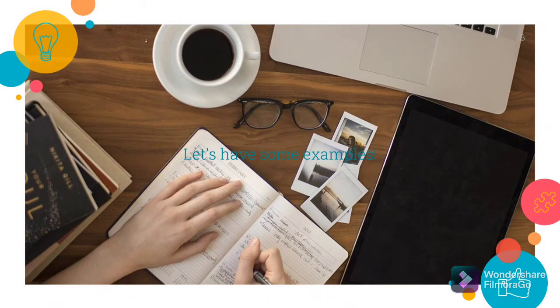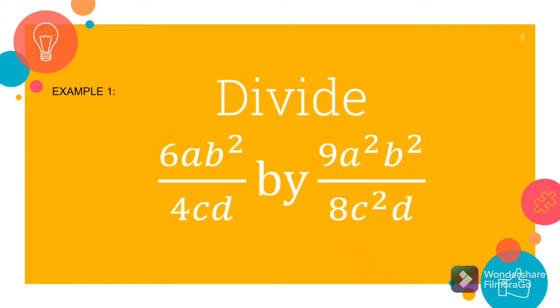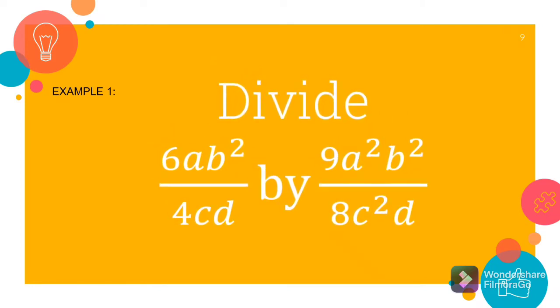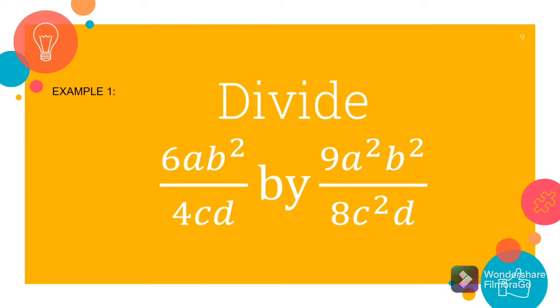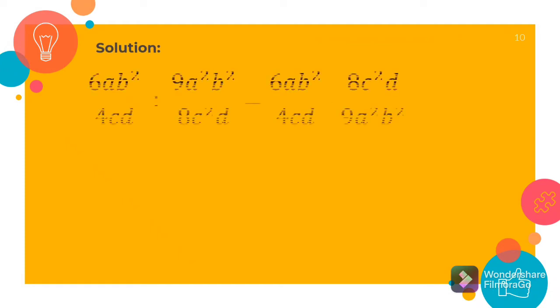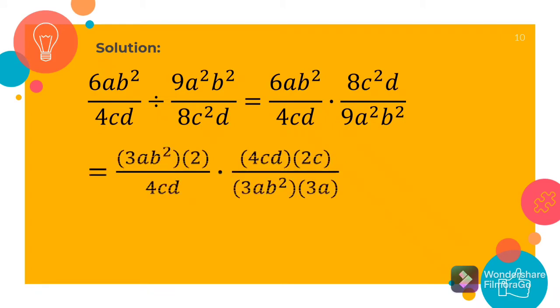Let's have some examples. Our first example is: divide 6ab squared over 4cd by 9a squared b squared over 8c squared d. So now let's have the solution. The reciprocal of our divisor is 8c squared d over 9a squared b squared.